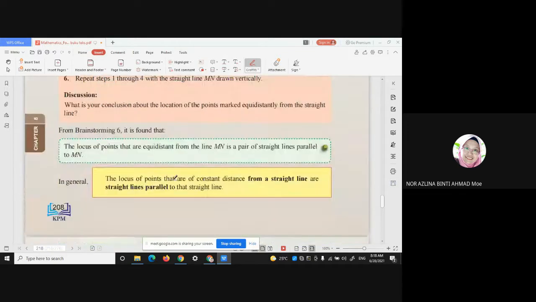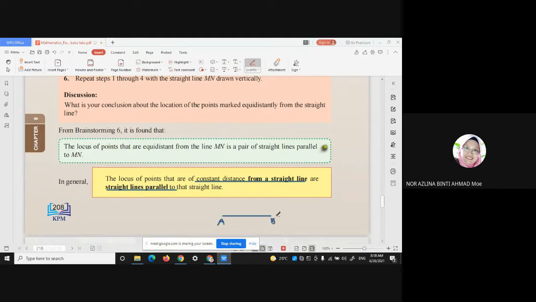The locus of points that are a constant distance from a straight line is a straight line parallel to that straight line. Means we have line AB.